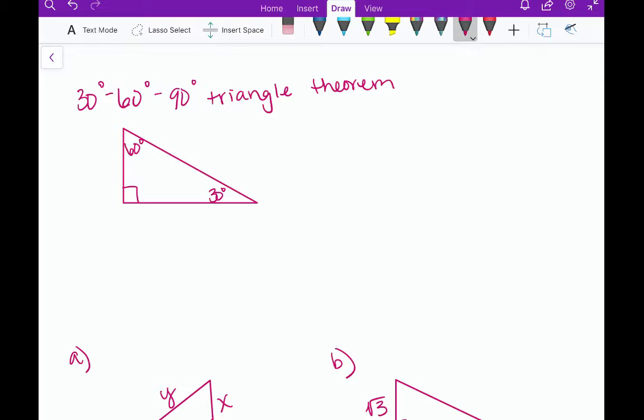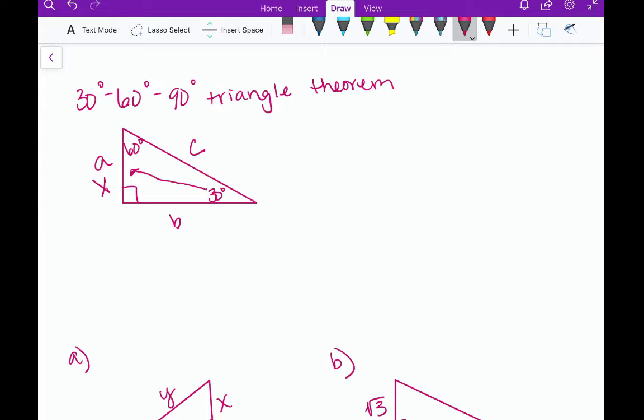So you'll notice here that because these two angles are different measures, the legs are also different measures. So we'll call this A and this B and this C. C is always the hypotenuse. So A is the shorter leg. So we're going to call A x. Okay, the A leg is going to be x. That's the shorter leg. It's also the leg across from the 30-degree angle.